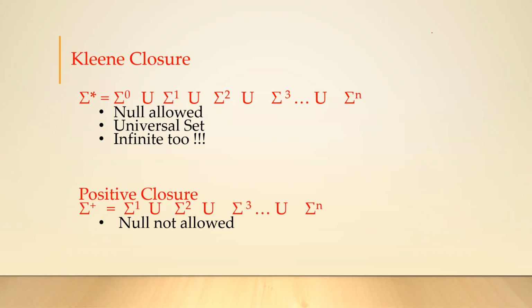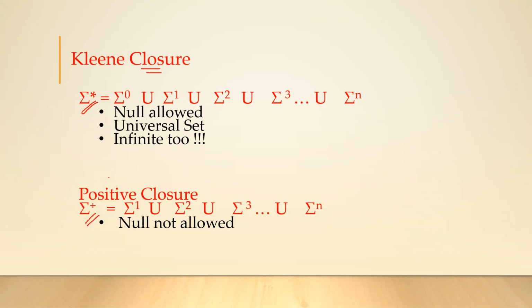Now we have something called closures. In languages, we have two types of closures. They're called Kleene closure and positive closure. Kleene closure is denoted by sigma star, and positive closure you will denote with sigma plus.